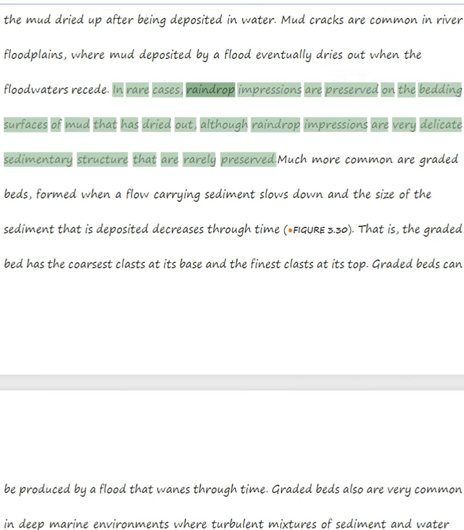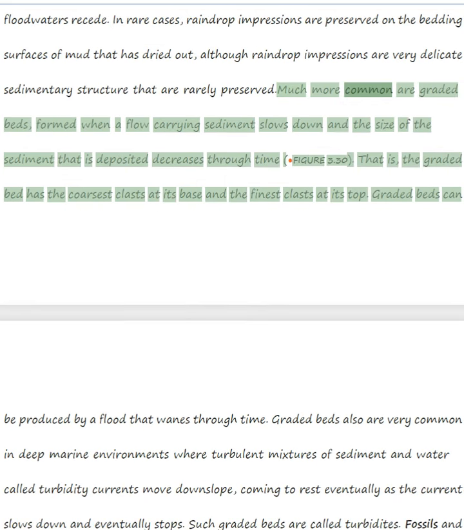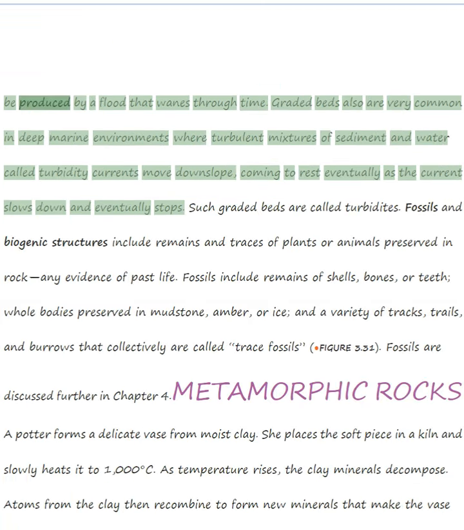In rare cases, raindrop impressions are preserved on the bedding surfaces of mud that has dried out, although raindrop impressions are very delicate sedimentary structures that are rarely preserved. Much more common are graded beds, formed when a flow carrying sediment slows down and the size of the sediment that is deposited decreases through time. That is, the graded bed has the coarsest clasts at its base and the finest clasts at its top. Graded beds can be produced by a flood that wanes through time.